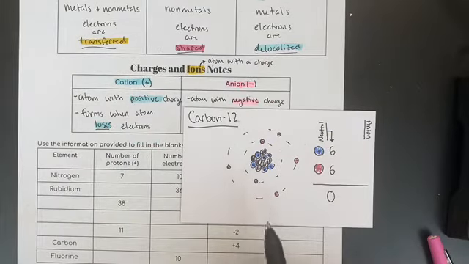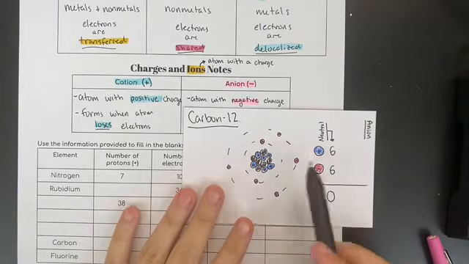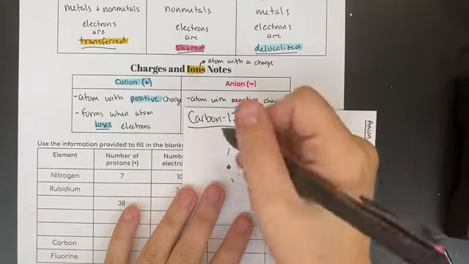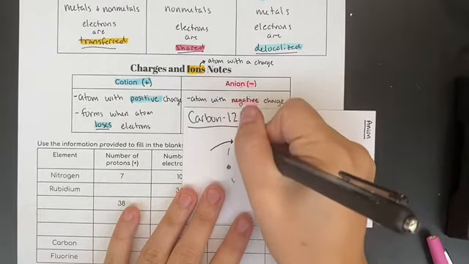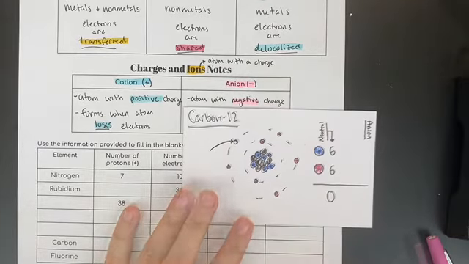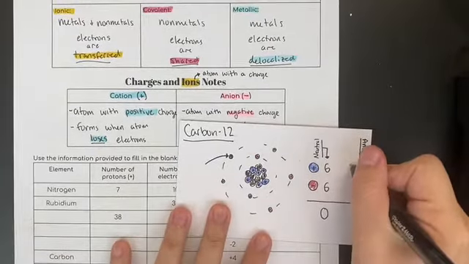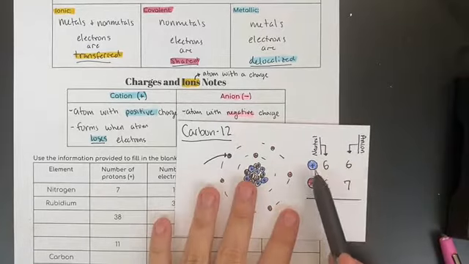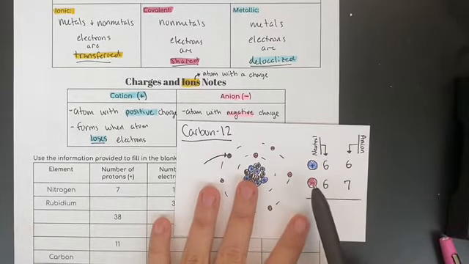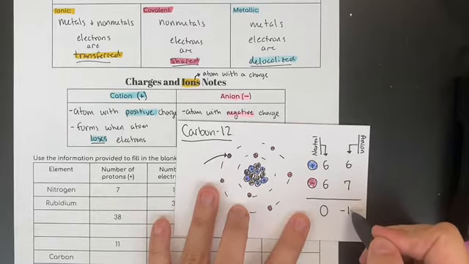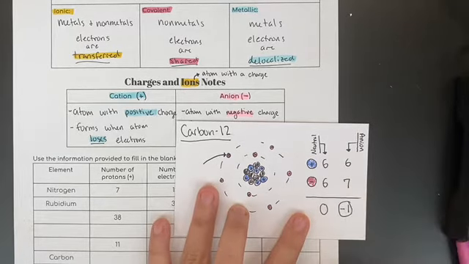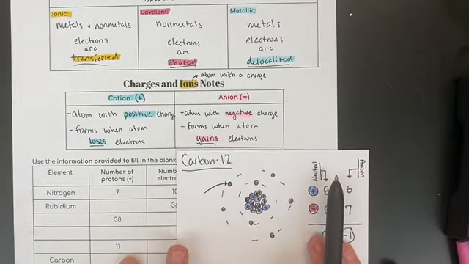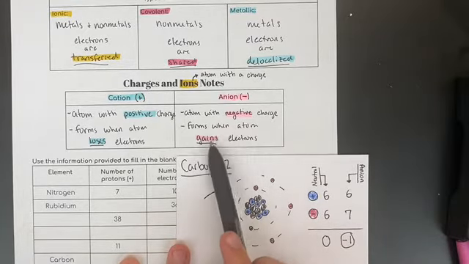Let's go back to our neutral carbon atom. Again, this one has 6 protons and 6 electrons. But this time, instead of losing one of those electrons, let's say that the atom gains an electron. If it gained an electron, that means we still have 6 protons, but now we have 7 electrons. If we have 6 positive things and 7 negative things, then this atom is going to have an overall charge of -1, which makes it an anion. So what we can say about anions is that they form when atoms gain electrons.